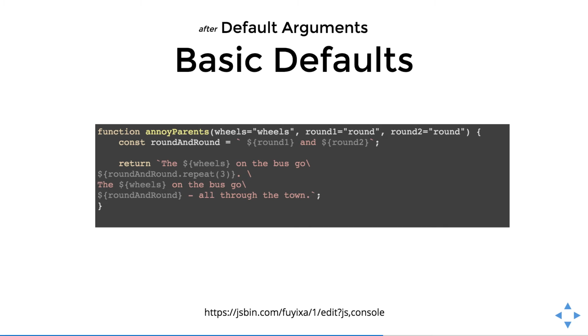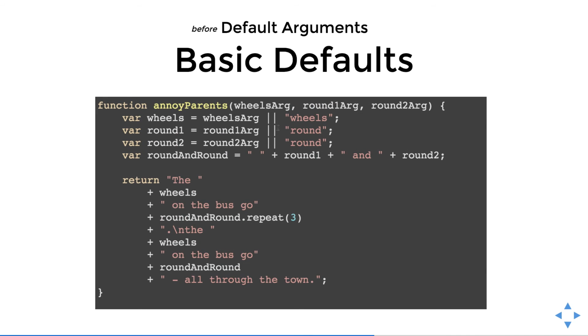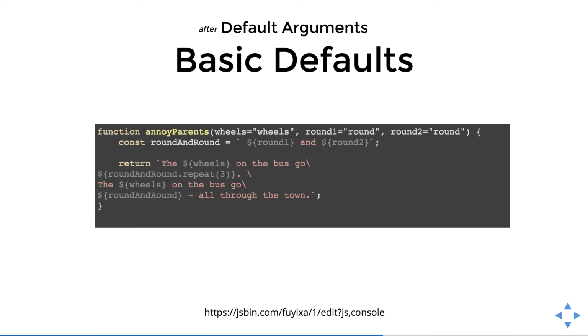Same idea here, just a little more explicit. We're saying we accept Will's, round 1, and round 2. If you don't pass those things in, we're just going to do exactly that same code as before. This is a very common pattern, the shortcut pattern of use this or that, use this or that. So in ES6, the equivalent version is that. Those two things do the exact same thing, right?